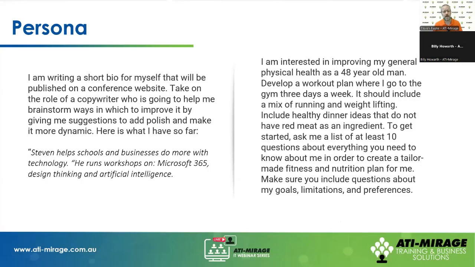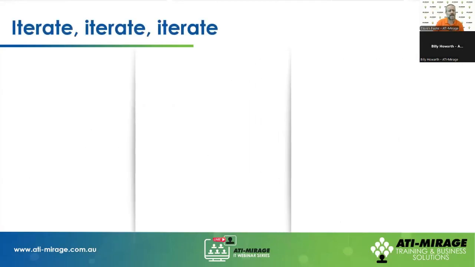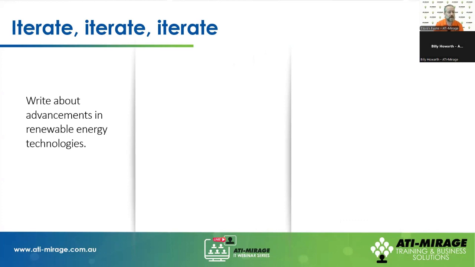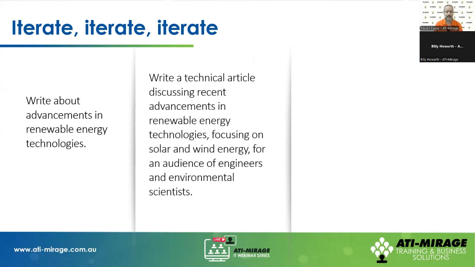Another thing that works really well is just iterating. And that's a key thing here. Iterate, iterate, iterate. Start with a question and then refine it. So I won't go through this all with you now, but here we go. Write about advancements in renewable energy technologies. Well, that's great. I might get some ideas, but what about if I say, write a technical article focusing on solar and wind for an audience of engineers and environmental scientists. So I'm going to get a more technical response, and I'm only going to drill down into solar and wind energy. And then I did this, and then I iterated it even further.